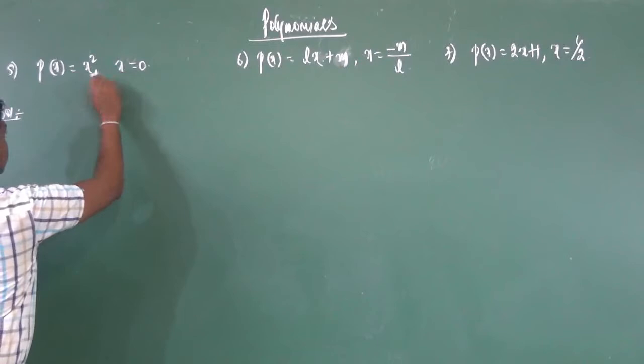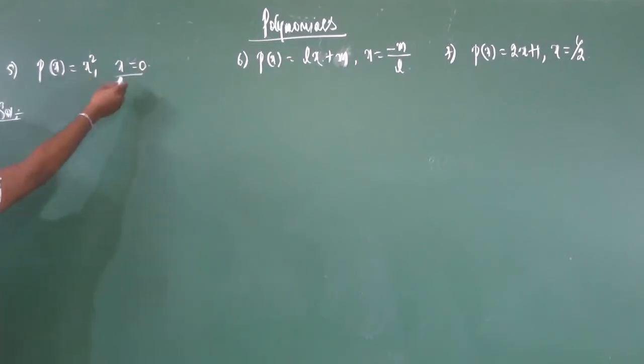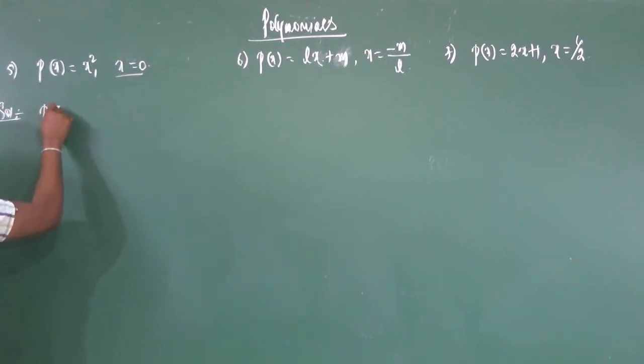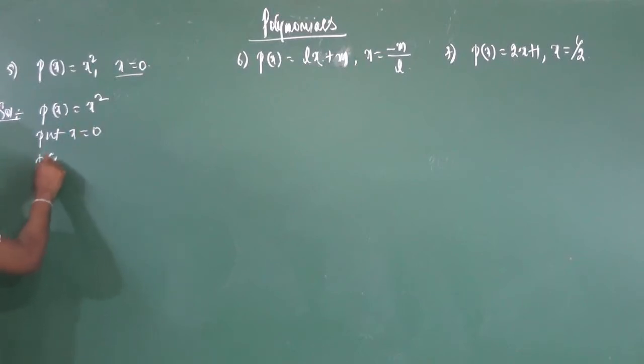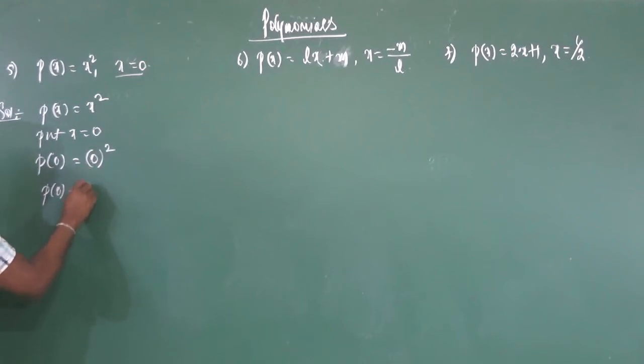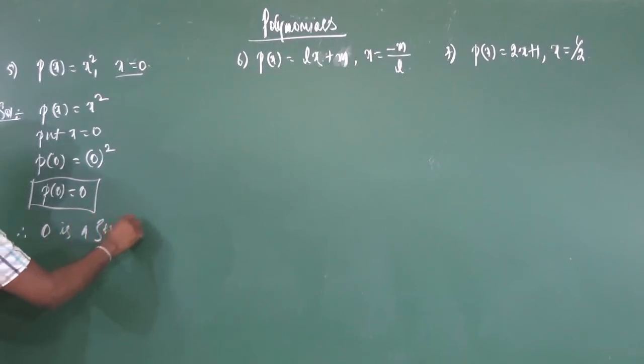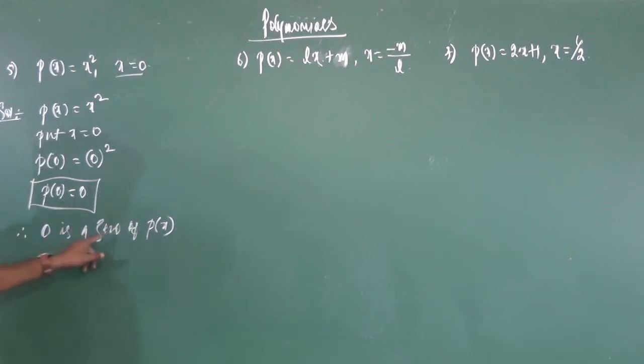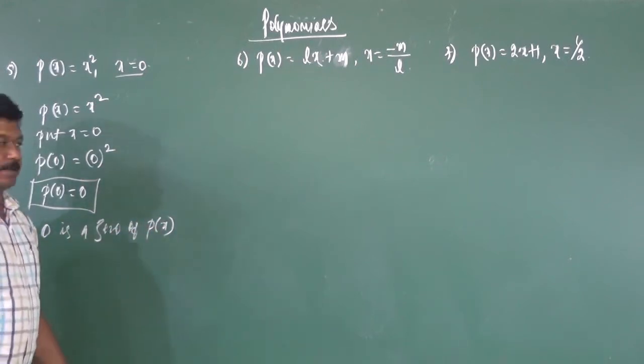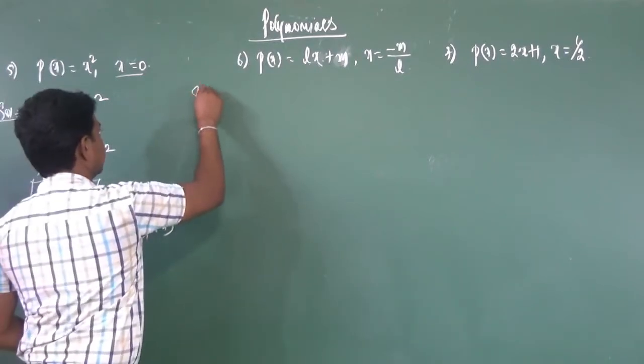Now we have to verify whether x is equal to 0 is a 0 of this polynomial. So let us take the polynomial p of x is equal to x square. Put x is equal to 0, so p of 0 is equal to 0 whole square, so p of 0 is equal to 0 square is 0. So here p of 0 has become equal to 0, therefore 0 is a 0 of p of x. Don't get confused. 0 is a 0 of p of x. Very peculiar.